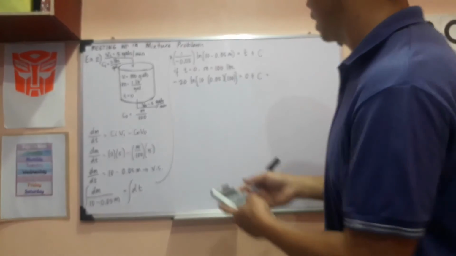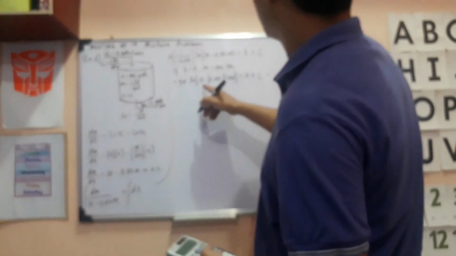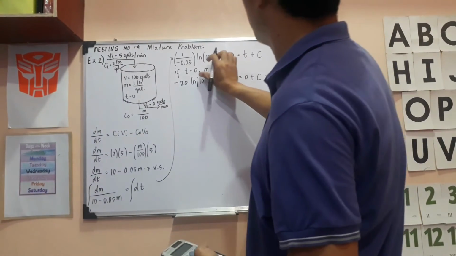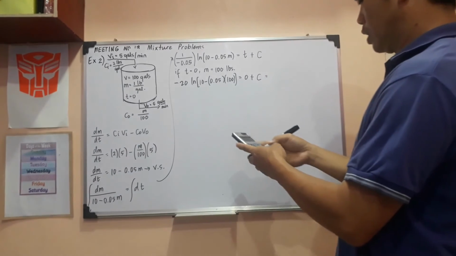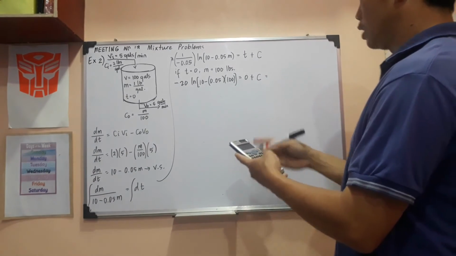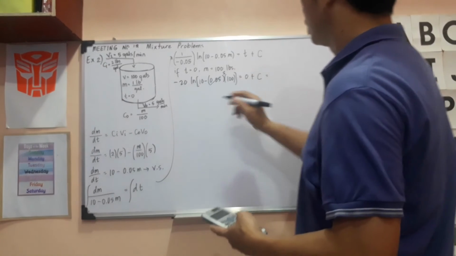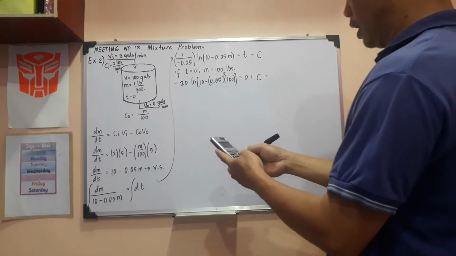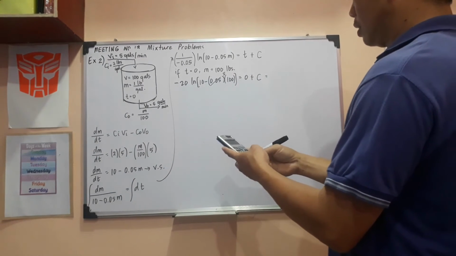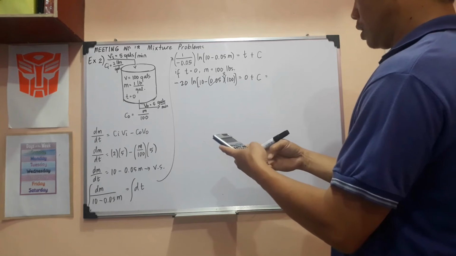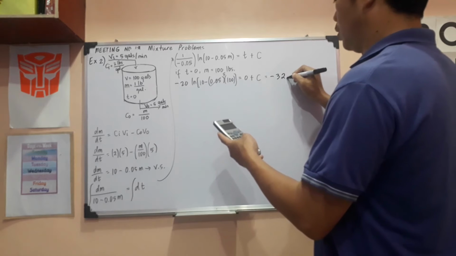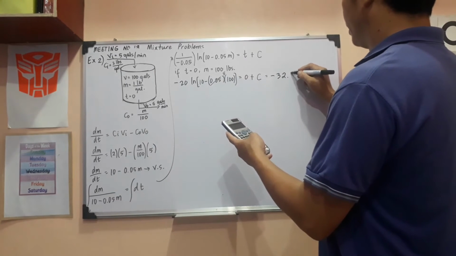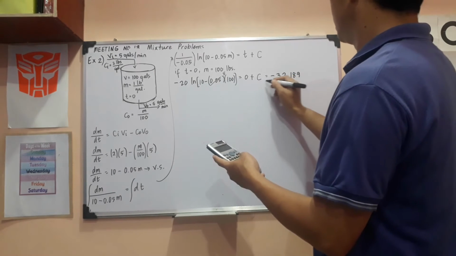So, C equals, ayan. So, saan ba? Ano ba galing to? Ito, 10 minus. Nawala yung minus. Okay. So, what is 0.05 times 100? Is 5. Okay. So, 10 minus 5 is 5. So, meaning, ln of 5 times negative 20 is negative 32.189. Yan ang ating C.